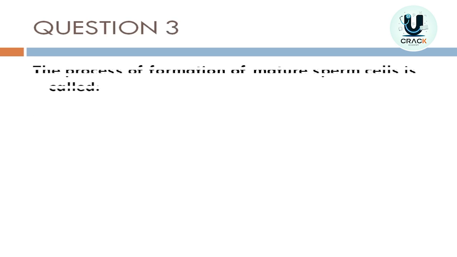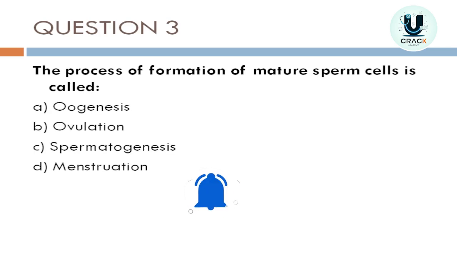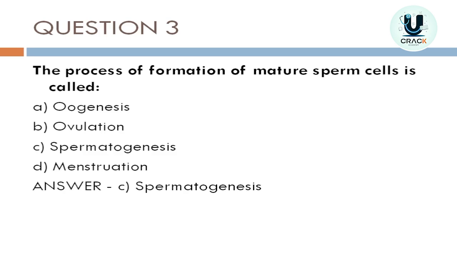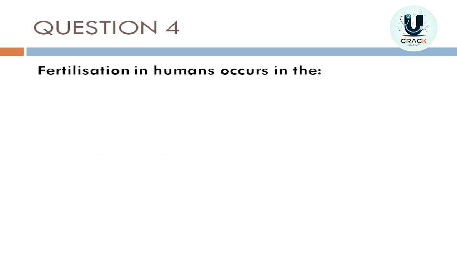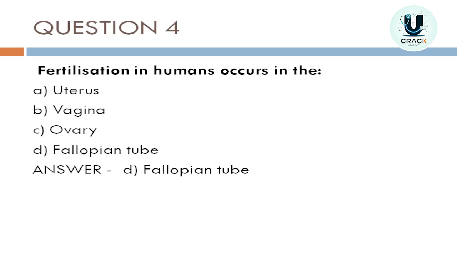Question number 3. The process of formation of mature sperm cells is called A. oogenesis, B. ovulation, C. spermatogenesis, D. menstruation. Answer: spermatogenesis. Question number 4. Fertilization in human occurs in the A. uterus, B. vagina, C. ovary, D. fallopian tube. Answer: D. fallopian tube.